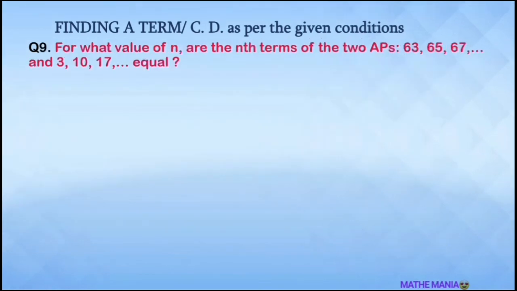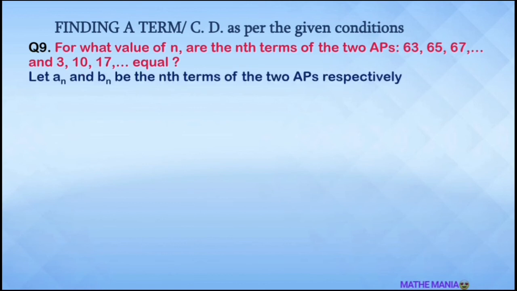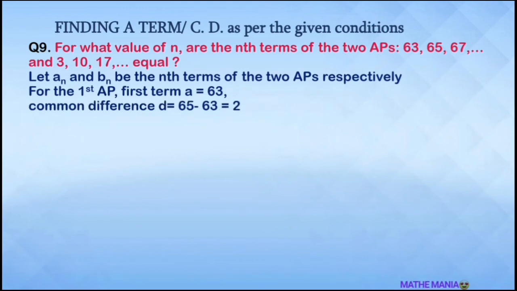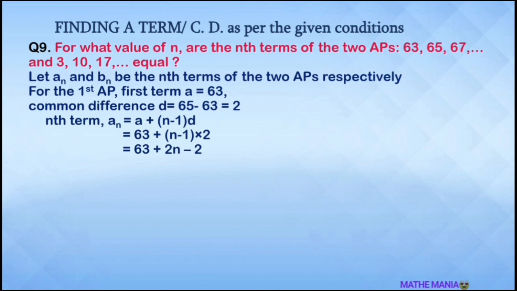Now question number 9. For what value of n are the nth terms of the two APs equal? We are given two different APs here. To distinguish the two APs, we will consider an and bn as the nth terms of these two APs. For the first AP, the first term a is equal to 63. We will denote the common difference by d. So d is equal to 65 minus 63, that is equal to 2. Therefore, an will be equal to a plus (n minus 1)d.